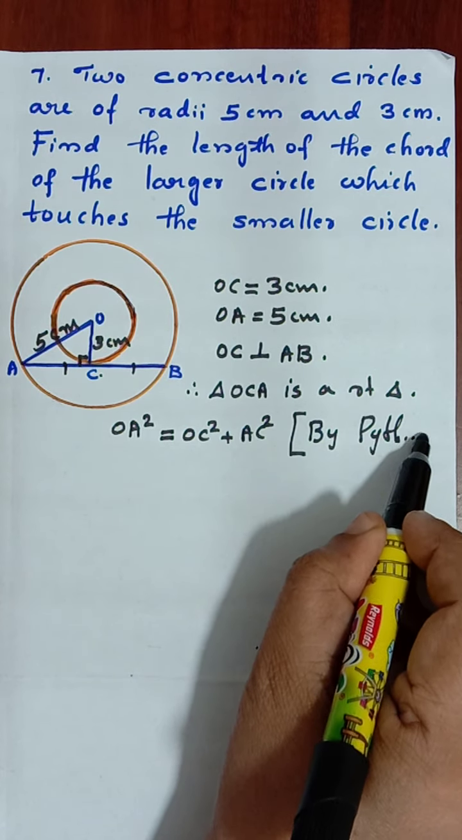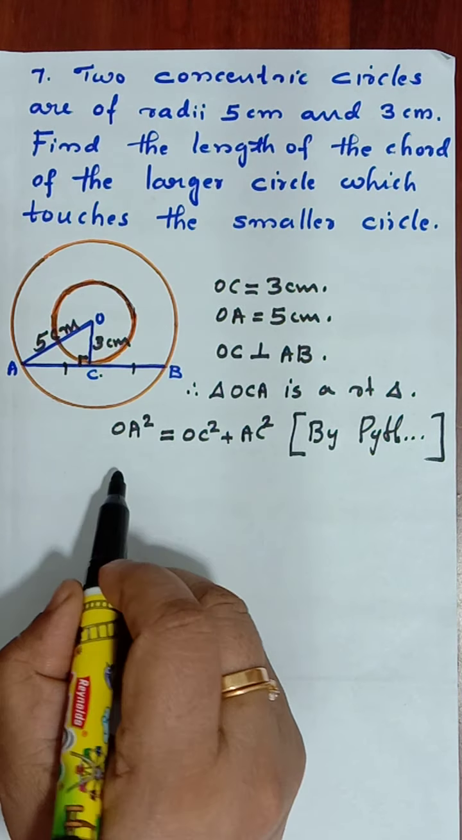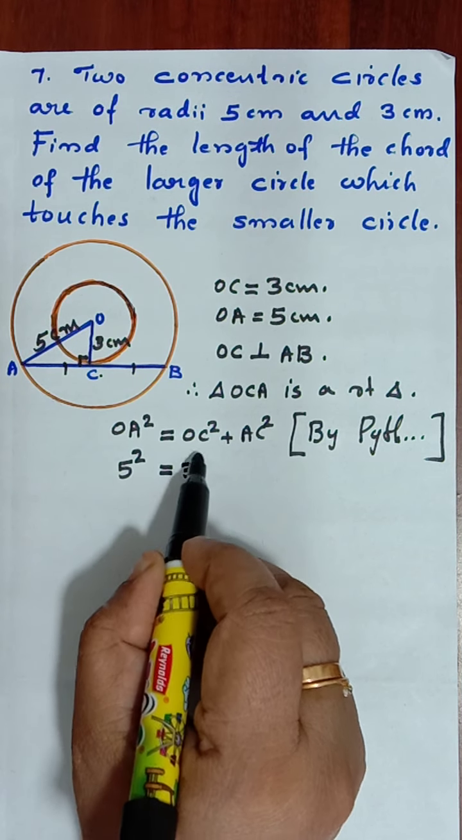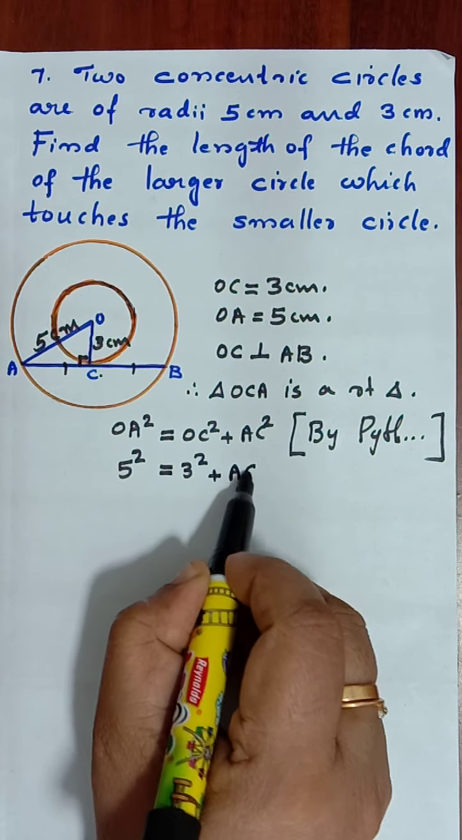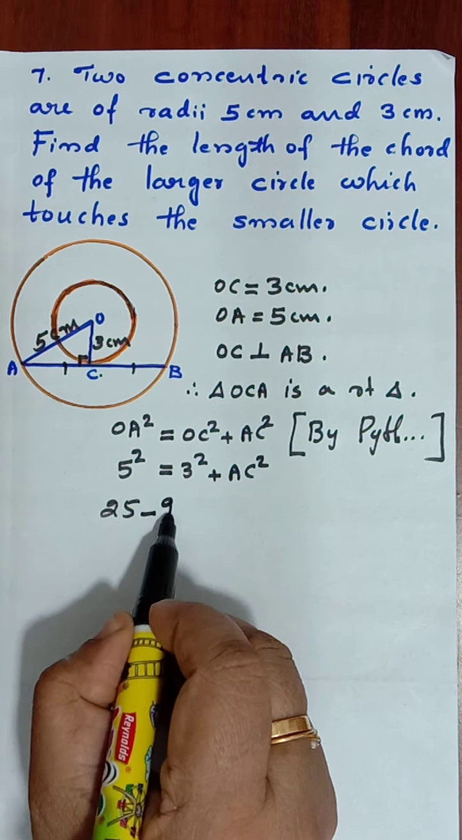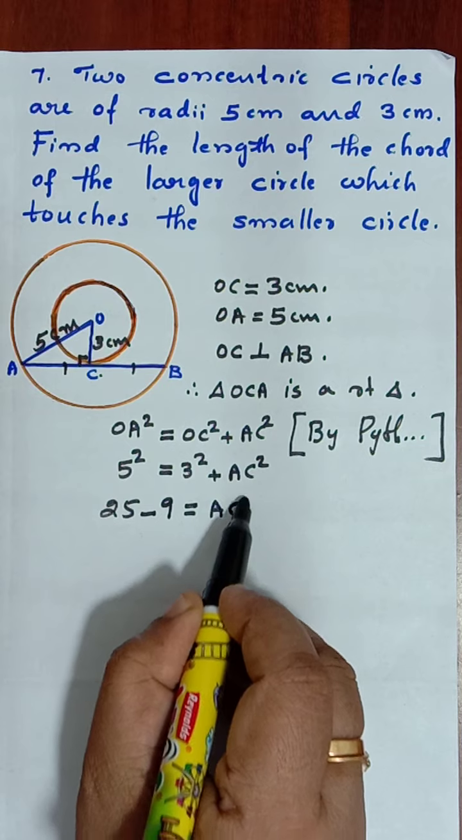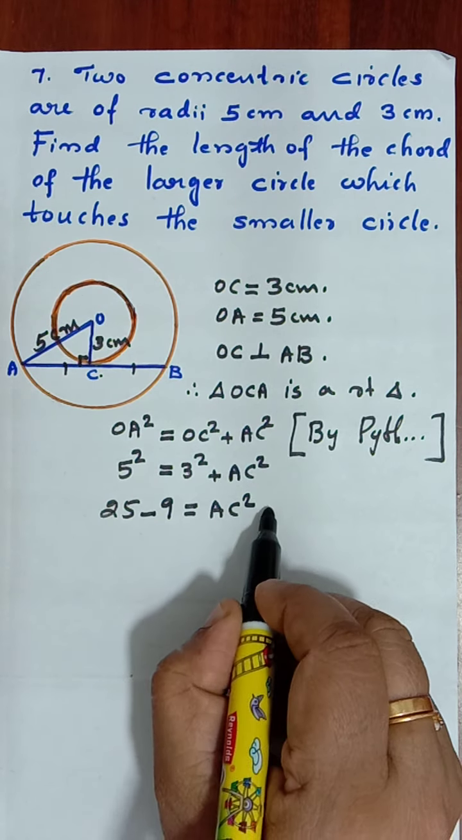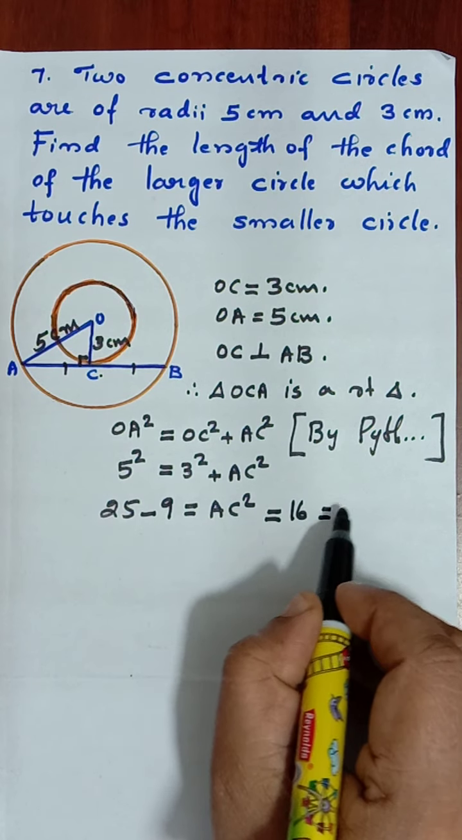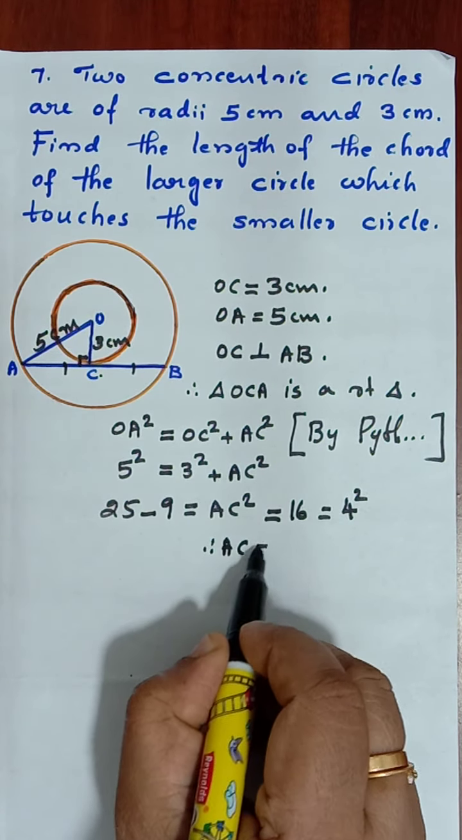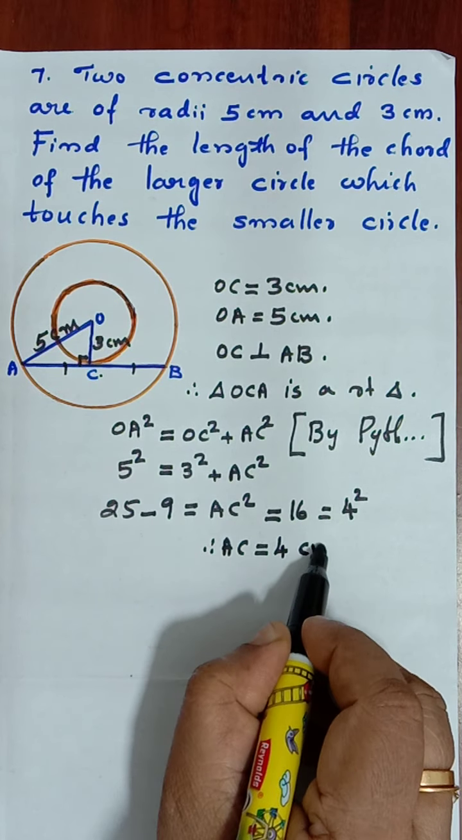Okay? By Pythagoras theorem. Now we are substituting 5 square is equal to OC square 3 square plus AC square, that is 25. 3 square 9 becomes minus 9 equal to AC square. What is this equal to, 25 minus 9? Isn't it 16? Is it equal to 4 square? Therefore AC is equal to 4 centimeter.